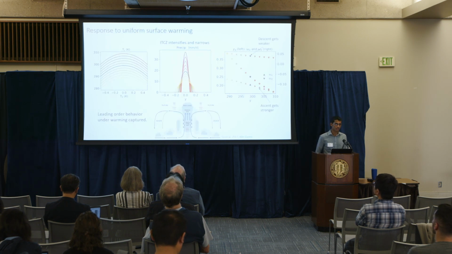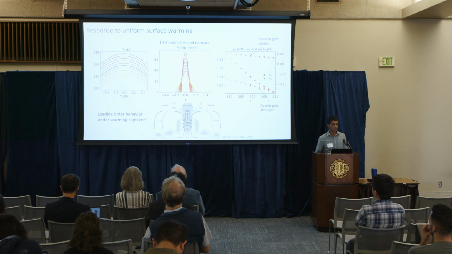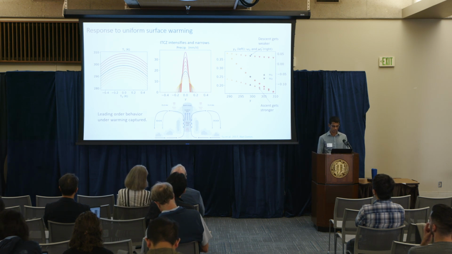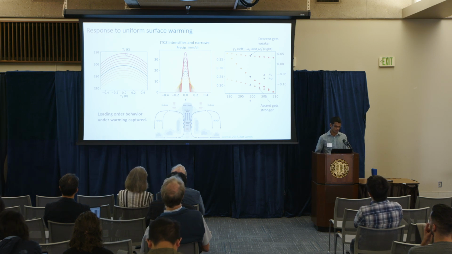Okay, so this is what the model looks like. On the left is a series of surface temperature forcings going from cold to warm, and the black is our control. And in the middle panel, you have the precipitation profile that we can solve for explicitly from the surface temperature forcing. And you can see that as your climate goes from cold to warm, your precipitation area narrows, and also your precipitation intensifies, so you get more precipitation per unit area.